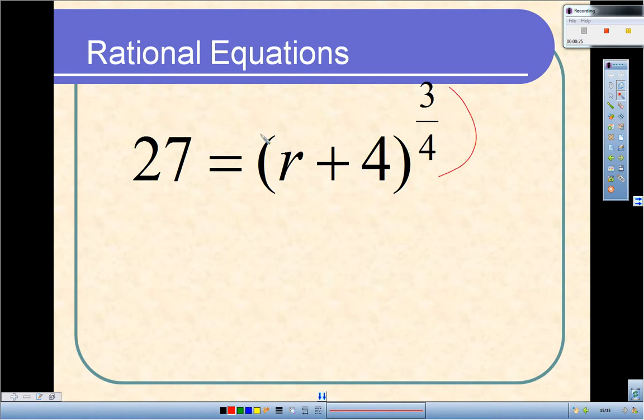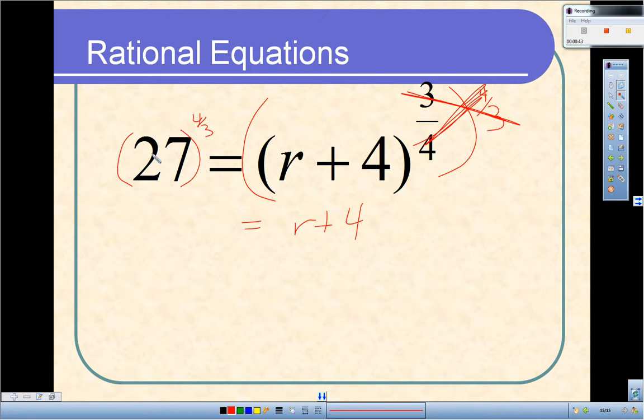So what we're going to do to eliminate this rational exponent is raise it to its reciprocal. The reciprocal of 3 over 4 will be 4 over 3. So we do that to both sides. The reciprocal and its power are going to cross out and give me a power of 1. So that just leaves me r plus 4. And using my calculator, 27 to the 4/3 power would give me 81. To solve this for r, I subtract 4, and that gives me my answer of 77 is equal to r.